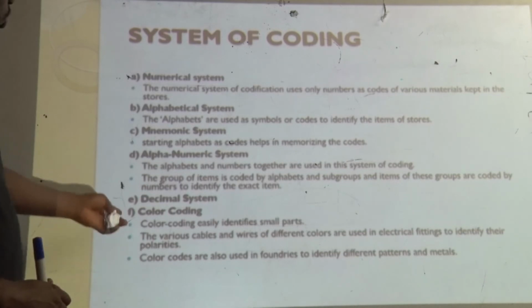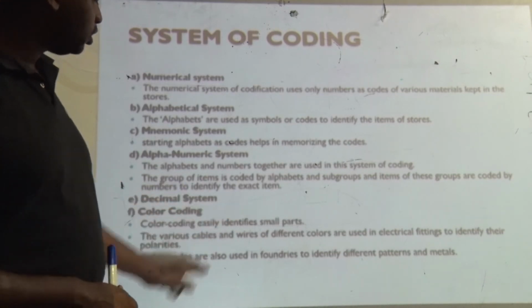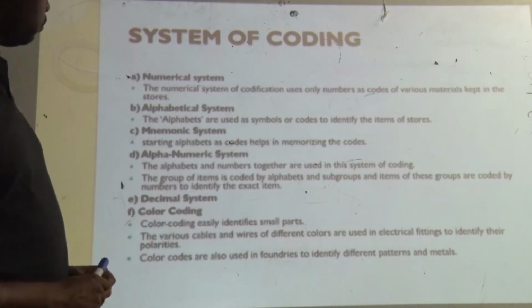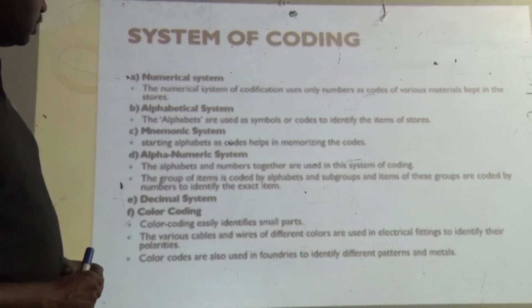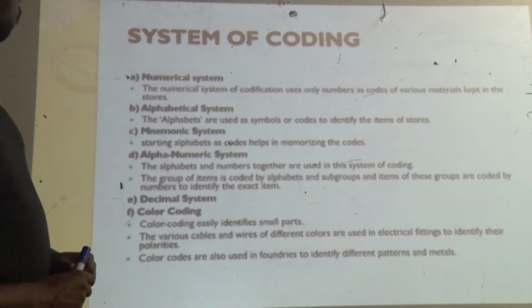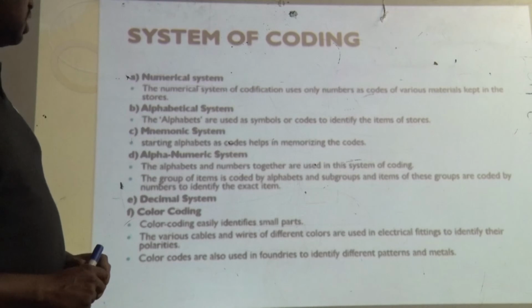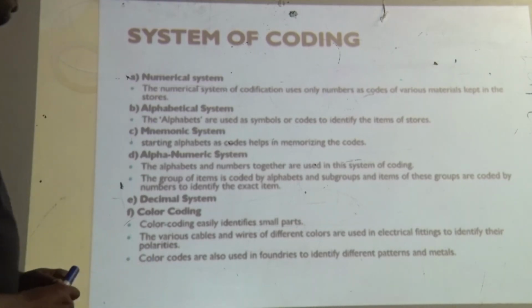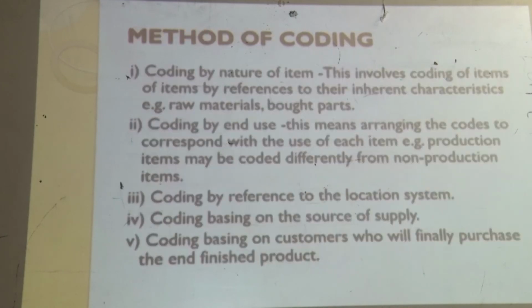Then you have the decimal system. The decimal system uses decimal numbers to come up with the codes of particular items. And lastly, you have the color coding. Under the color coding, they normally focus on the color of items, and this is very common in electrical fittings. This is because they use the colors to come up with various codes.